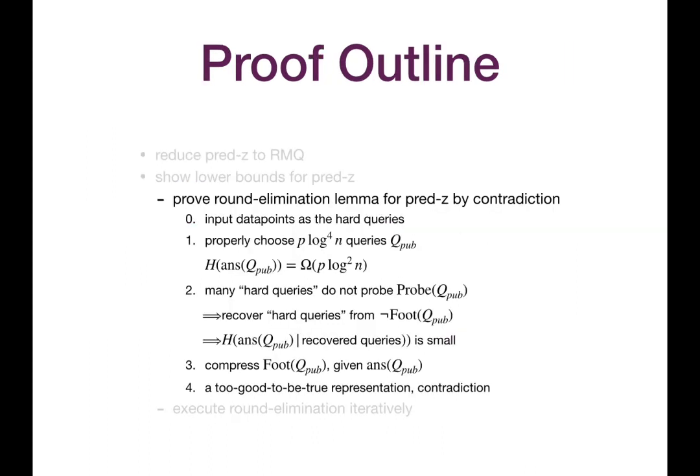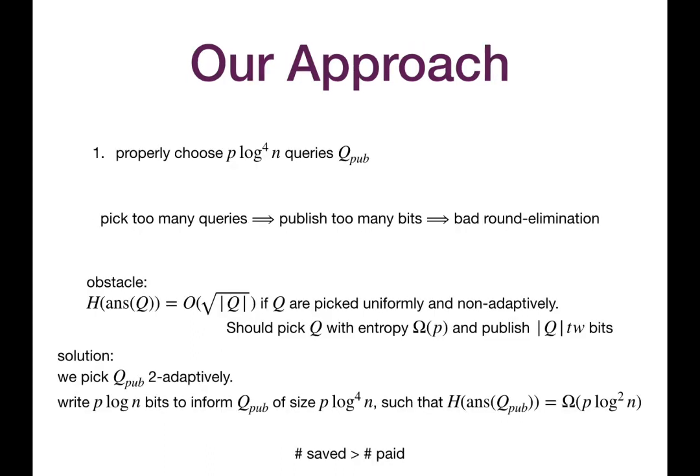We elaborate the three steps for proving the round-elimination lemma in the following slides. Picking a good set of queries is not an easy task under our distribution. If we pick too many queries, we will publish too many bits in each round. In that scenario, we cannot eliminate many rounds. In the end, we cannot prove a good lower bound. We pay extra p log n bits to specify the QPUB. It is okay, since what we save is more than what we pay.